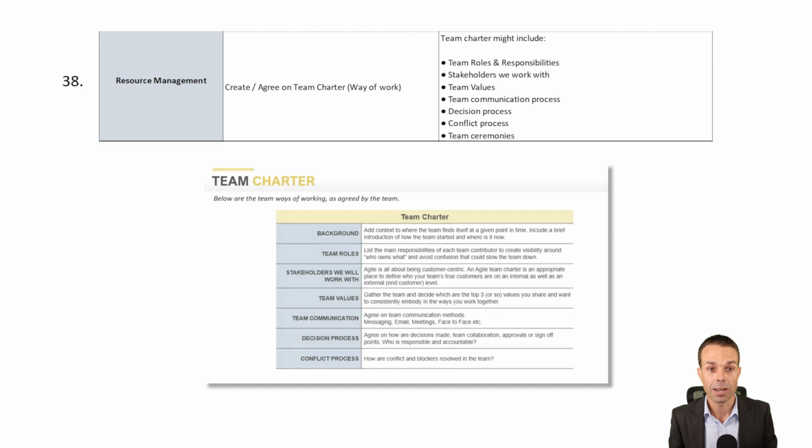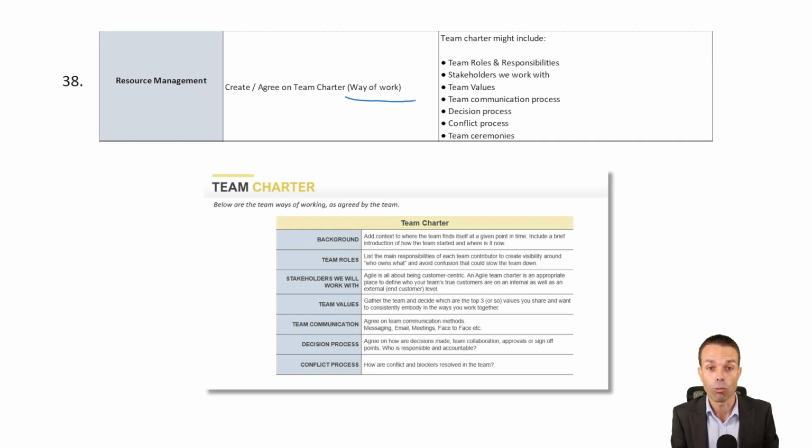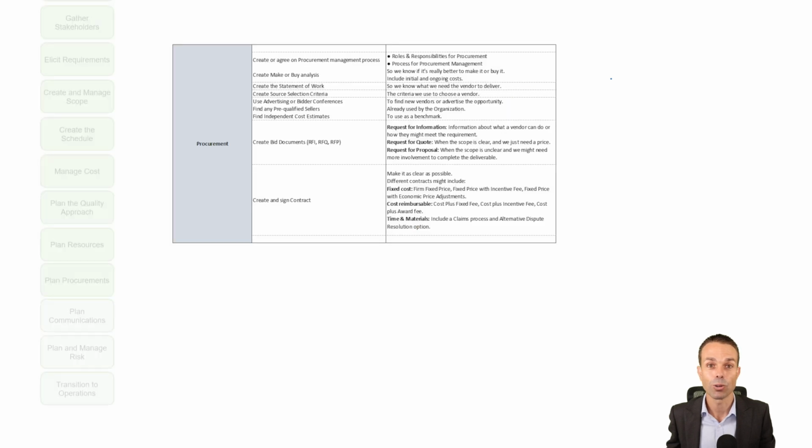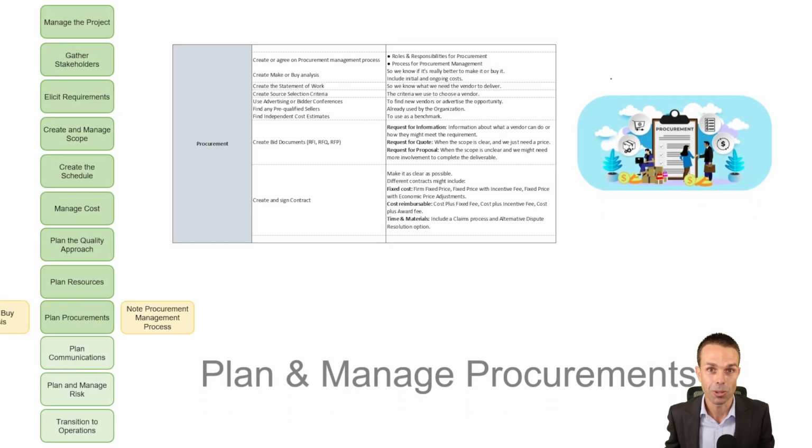And then we've got resource management, creating and agreeing on our way of work with our team. So our team comes together and we create our team charter, our roles and responsibilities, who we're going to work with, the team values. So is it transparency? Is it always being on time? Is it different ways of conflict management, different ways of making decisions? We want to plan that out. Any meetings, regular meetings or team ceremonies, and how do we communicate as a team? All of those things, good to get on the same page with our team.